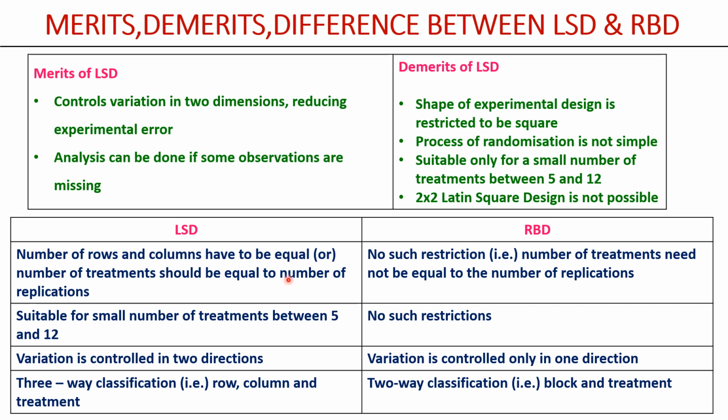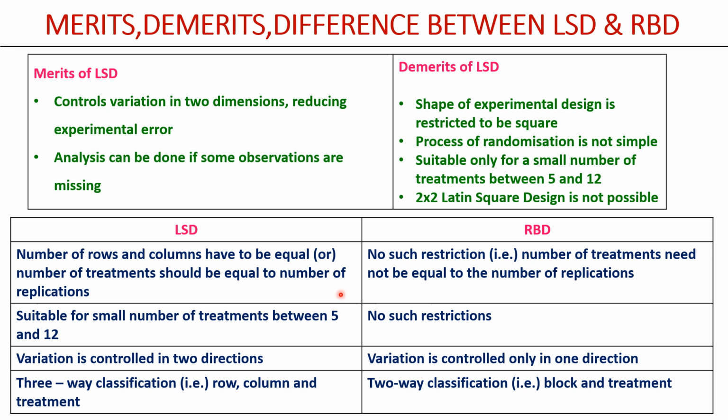LSD and RBD, we are well aware what could be the differences. Number of rows and columns have to be equal in an LSD, whereas there's no such restriction in RBD. And LSD is suitable for a small number of treatments. There is no such restriction even in RBD. Variation is controlled in 2 directions, whereas in RBD it's only in 1 direction. LSD is called a three-way classification where row, column, and treatment are of our interest. Whereas in RBD, we had only block and treatment to be of our interest, and so we called it a two-way classification design. So this is an obvious difference between LSD and RBD.